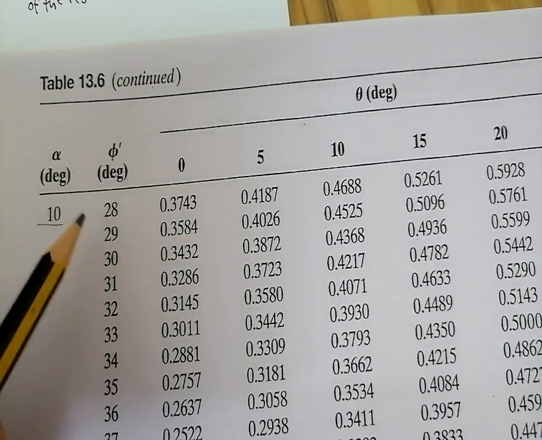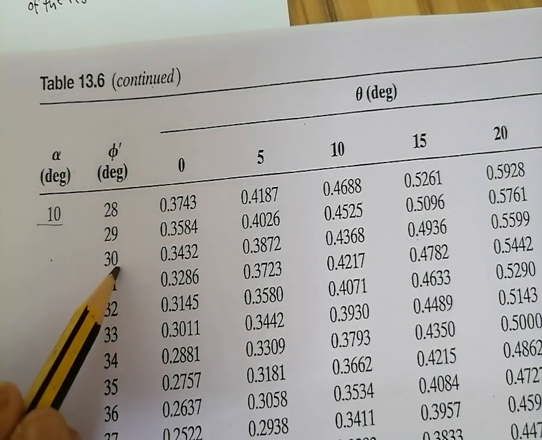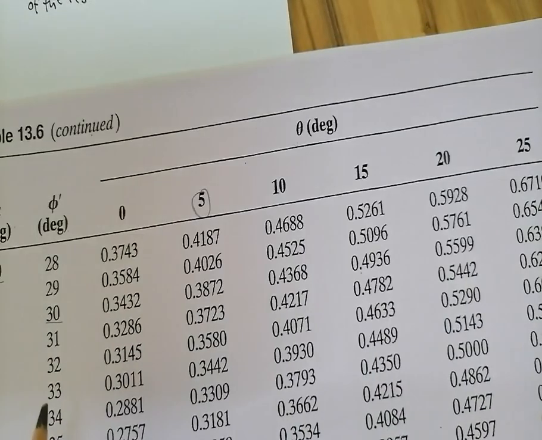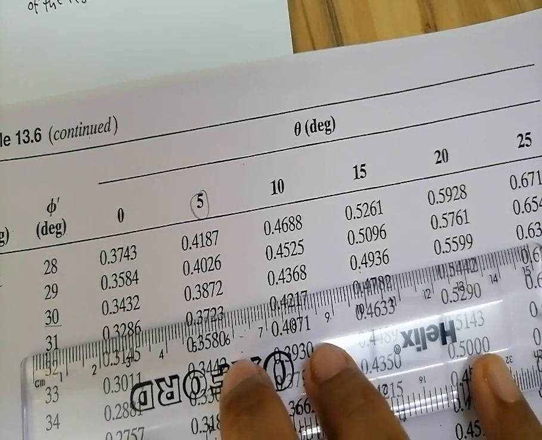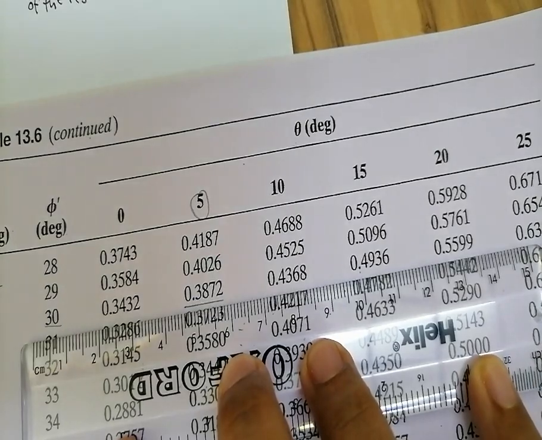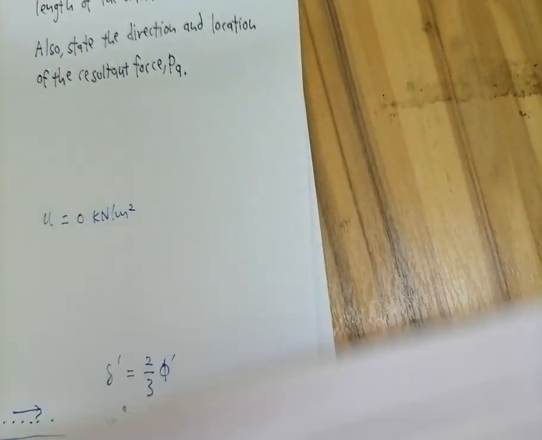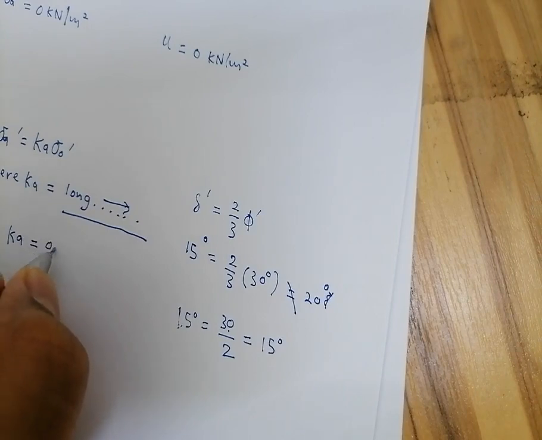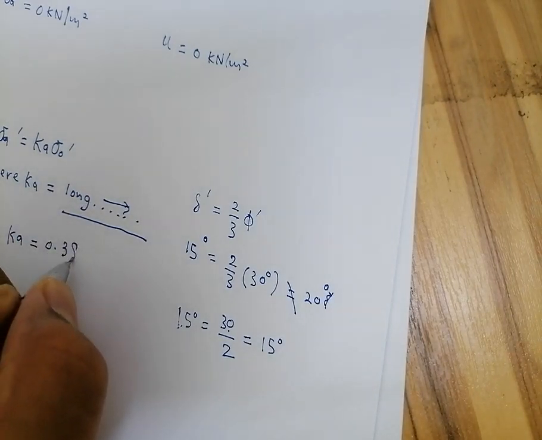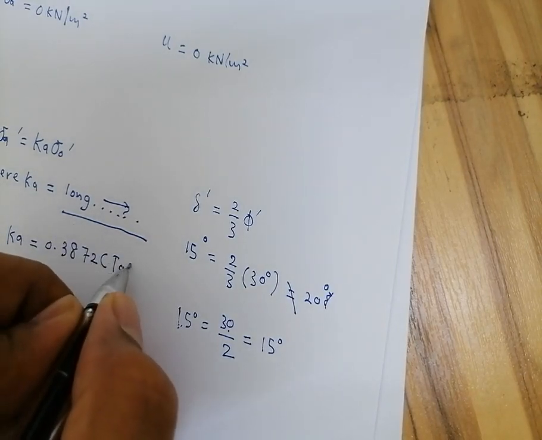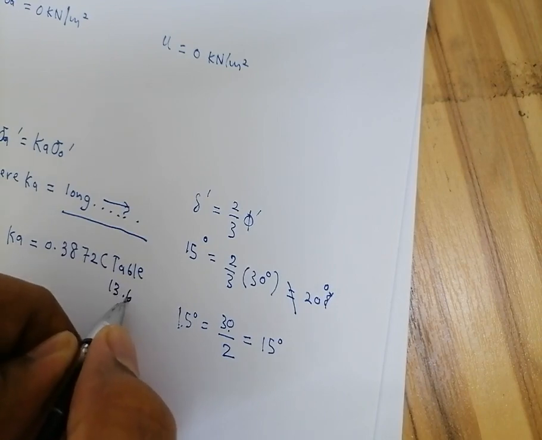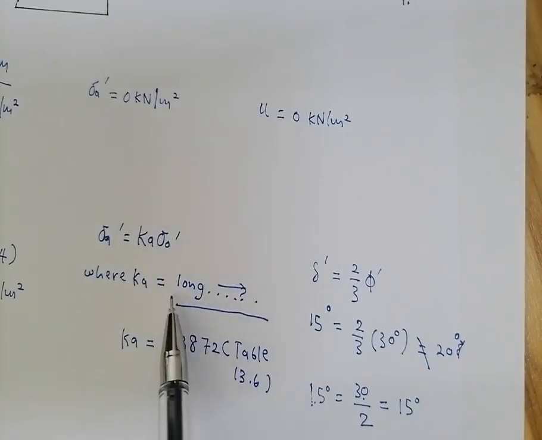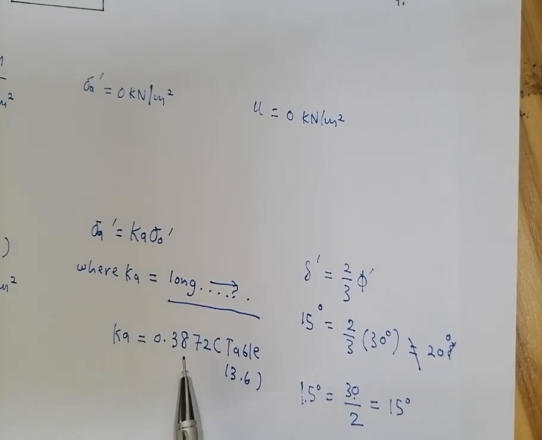So what about our soil friction angle? Soil friction angle is 30. We are here. And then theta. What is our theta? Theta is 5. So this is us. Therefore, the value of your Ka is this one, isn't it? 0.3872. So Ka is 0.3872. This is from table 13.6. But if you want to use the long formula just now, you must get the same value. If not, then you have to calculate again.